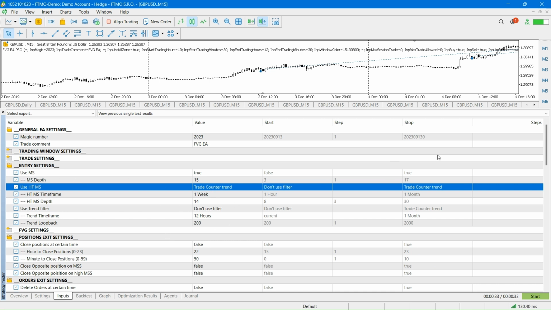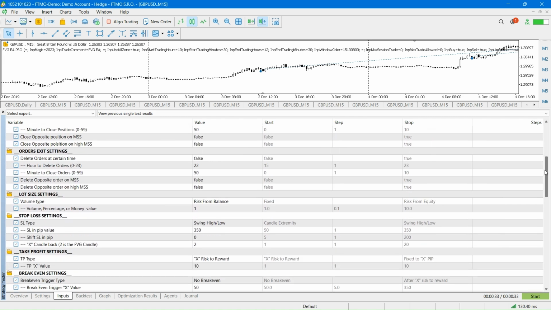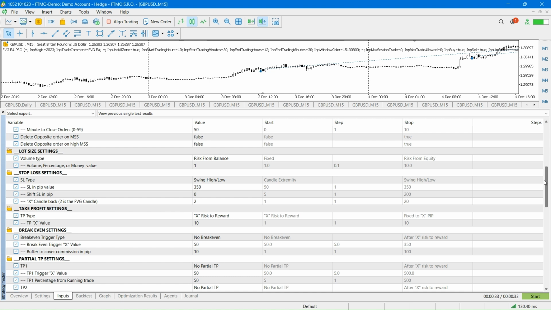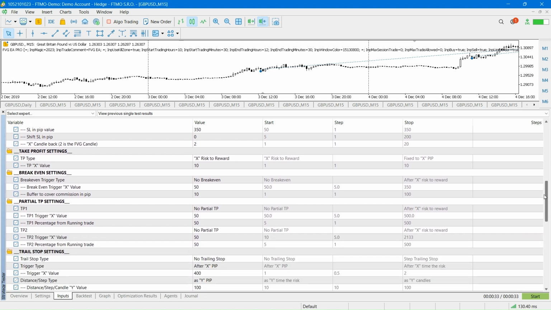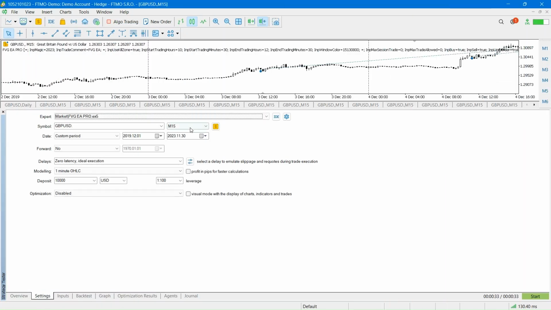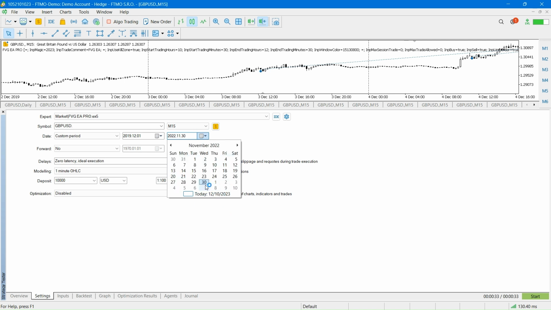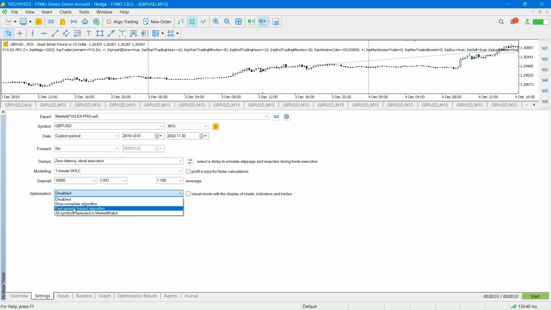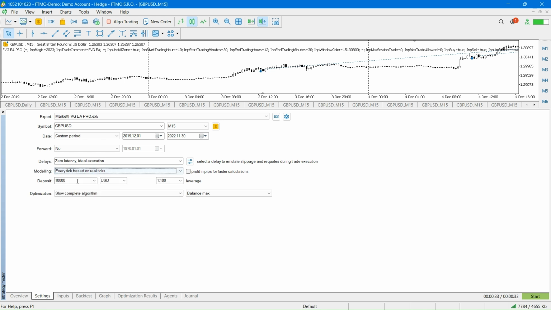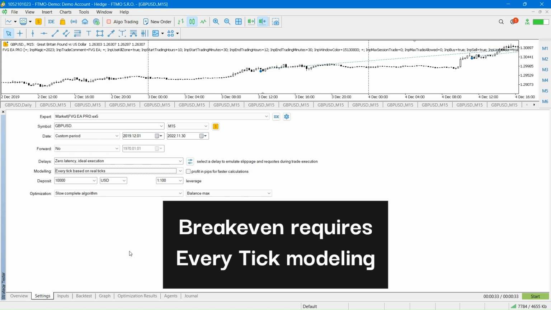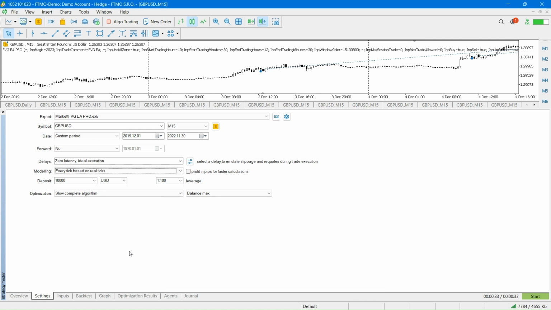Cool. What else can we do here for optimizing better? Let us see if using break even could help us. Let me go back to in-sample. So 2022 November. Let me go back to a slow. As I'm using break even now, I want to move from 1 minute HLC to every tick based on real tick, because break even is really sensitive to ticks. Each tick that is delivered is gonna check if we should go break even or not.